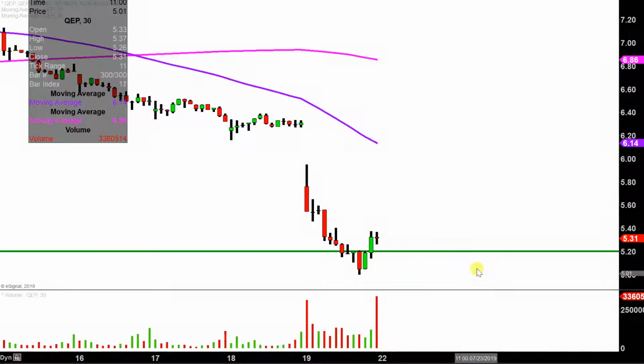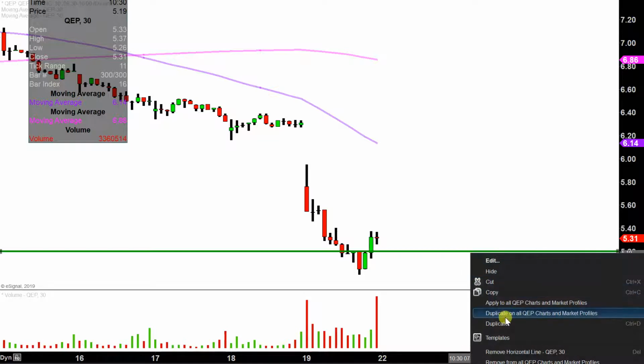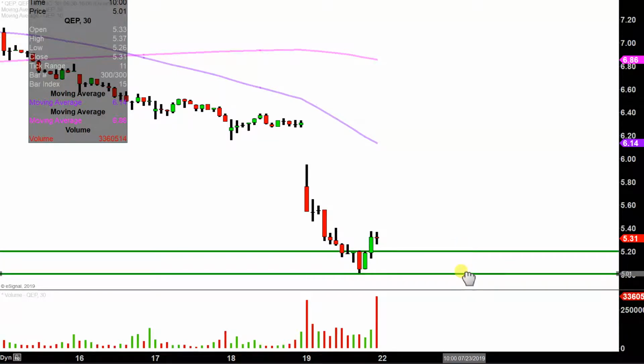If 520 cannot hold up, then at that point, it's just a matter of the next level of support being where the bleeding stopped today. And that was right down there around the $5 mark.